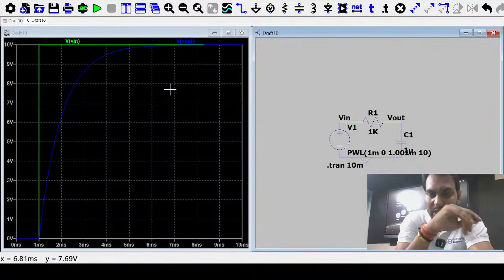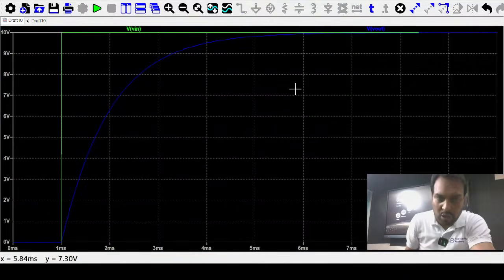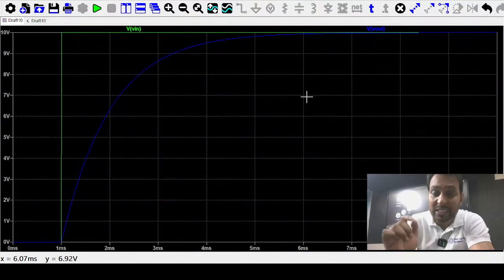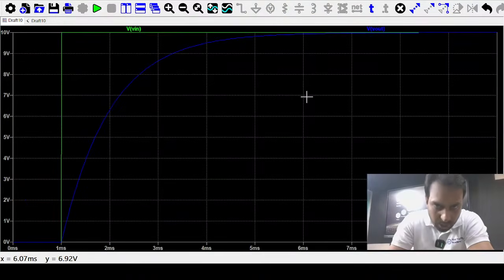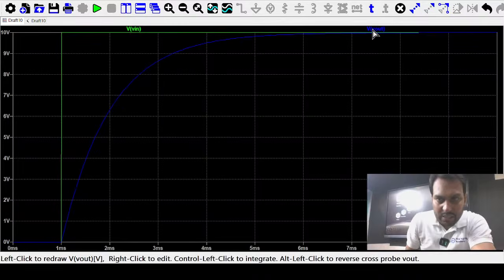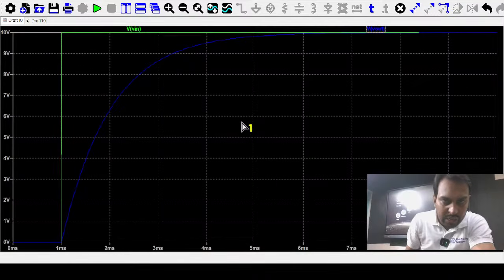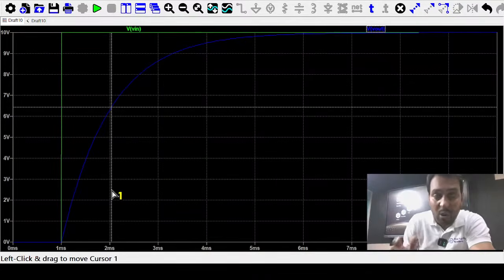Okay, so if you are taking a single time constant, the output will reach 63% of the maximum value. If you take it like this, just focusing on this cursor, I am clicking on that v out and focusing on what is happening at tau. This started from 1 millisecond, and tau is 1 millisecond. So after 1 millisecond that will be 2 millisecond.